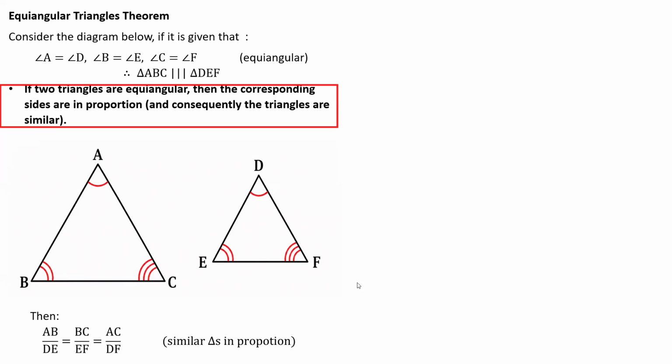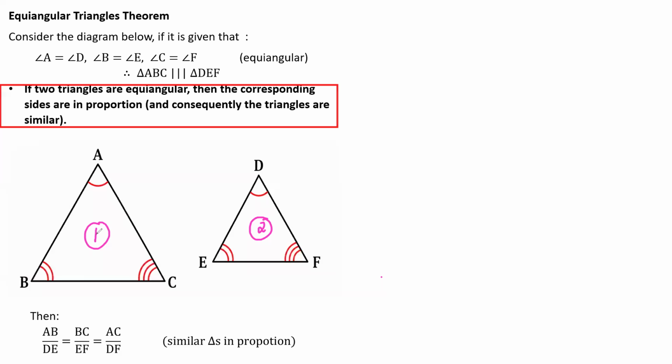What do you mean, corresponding sides? Listen to me. Triangle number 1, triangle number 2. The two triangles are equiangular. How do I know? One line on A, one line on D, two lines on B, two lines on E, three on C, three on F, just to show you that they are equal. In other words, A is equal to D, B is equal to E, C is equal to F. If that's the case, then the sides are in proportion.